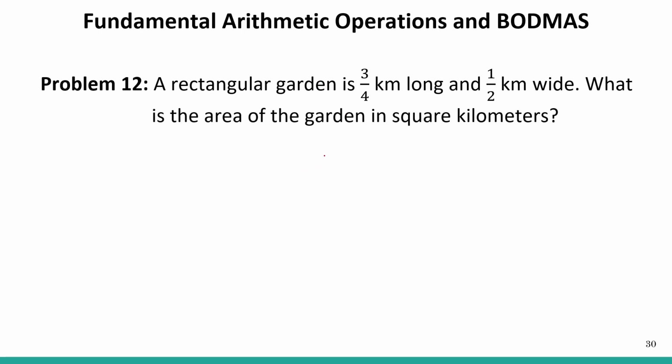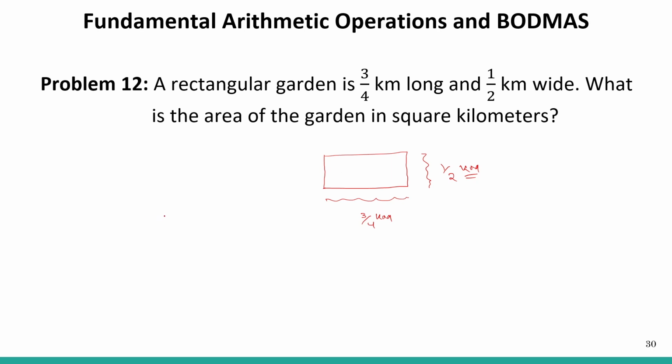So you have a rectangular garden. Okay, let's draw a garden. The garden is rectangular, and it is 3 by 4 km in length, and its width is equal to 1 by 2 kilometer. Okay, so the width is 1 by 2 kilometer and the length is 3 by 4 kilometer. So what is the area?